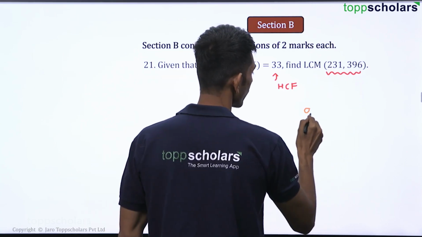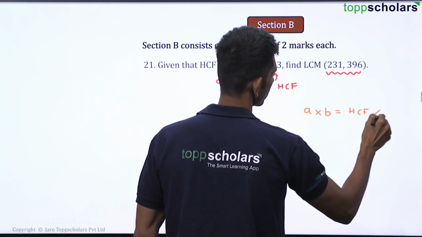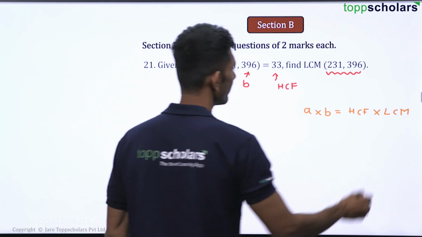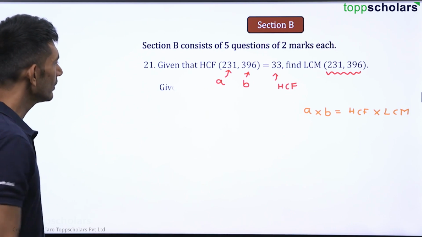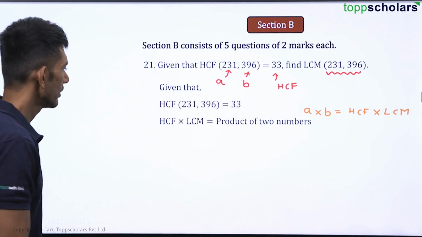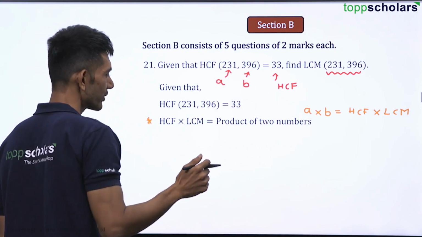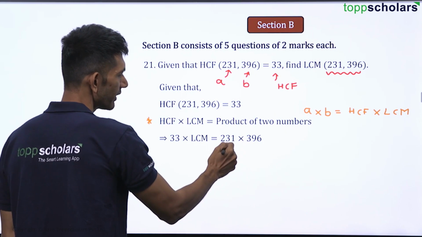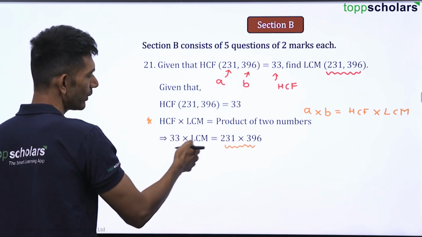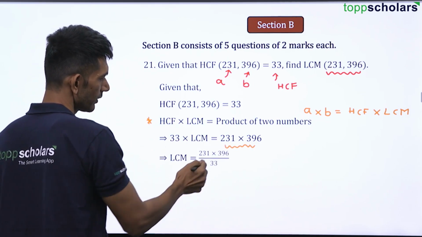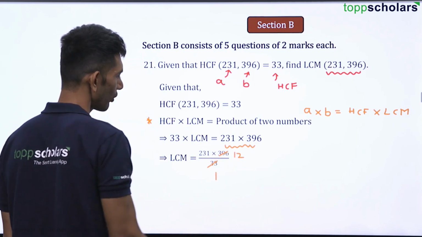We already know that the product of 2 numbers, that is A into B, is HCF into LCM, correct? HCF into LCM is the product of the 2 numbers. Let us see the solution. This is the formula. So A into B is 231 into 396, which is equal to HCF, 33, into LCM. Divide by 33 now. So 33 ones are 33, 33 12s are 396, and then you solve this further.